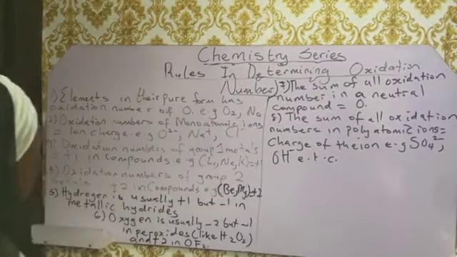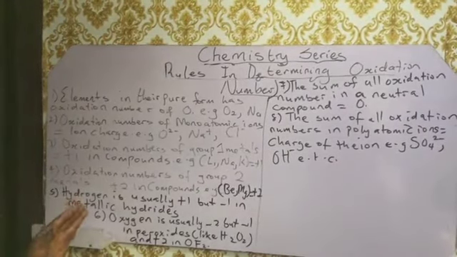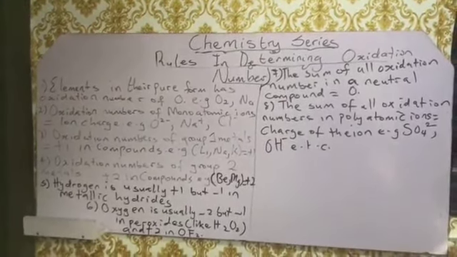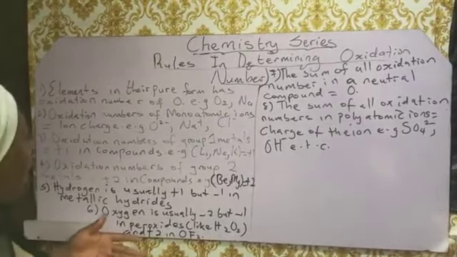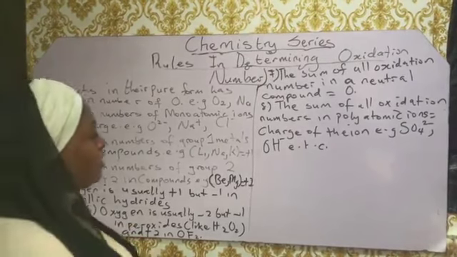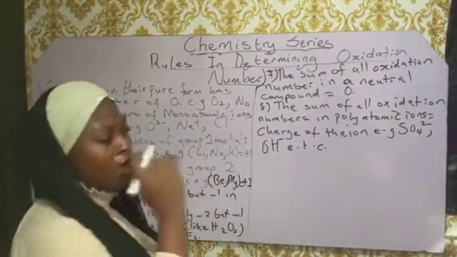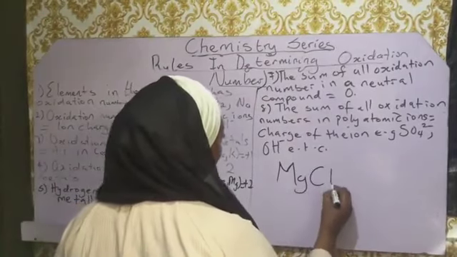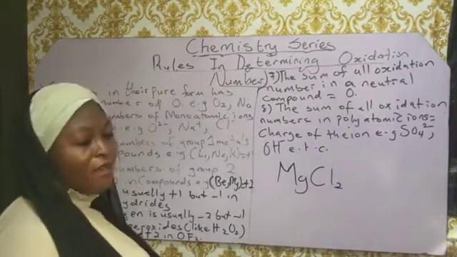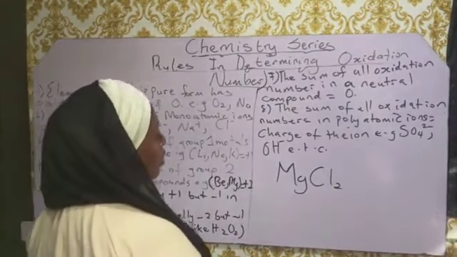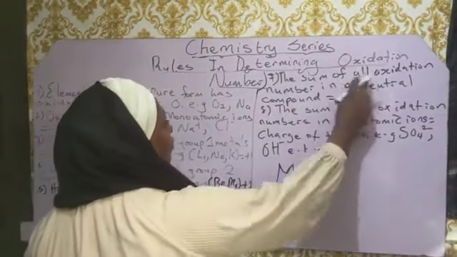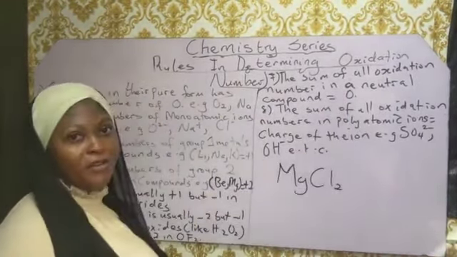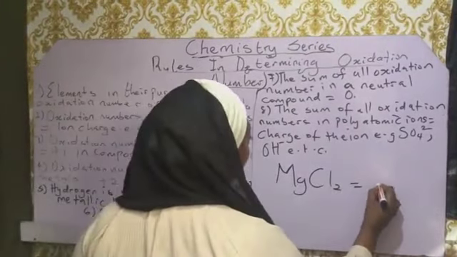The next one states that oxidation numbers of group 2 metals are +2 in compounds. For example, we have beryllium, we have magnesium. Let's try to calculate the oxidation number of magnesium in magnesium chloride. Now in magnesium chloride, MgCl2, remember we said the sum of all oxidation numbers in a neutral compound is 0. When you add everything up, you should have 0.